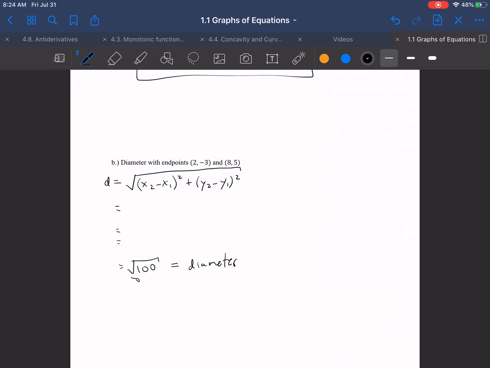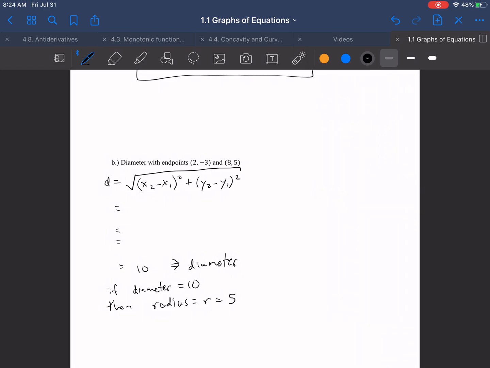I didn't need to put square root of 100, huh? It's going to be square root of 100, but it's ultimately just 10. That tells you that's the diameter, okay? And if the diameter equals 10, then the radius, which we'll just call r, equals 5. It's half the diameter. So now you have the radius right there.